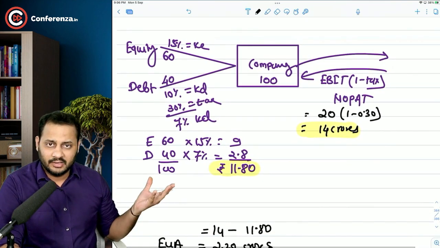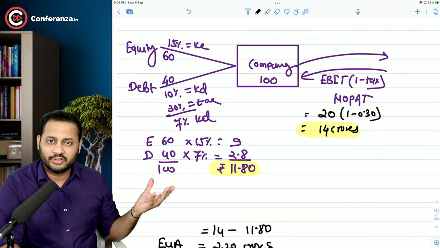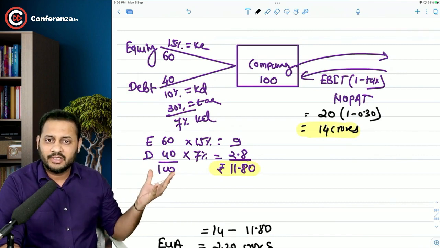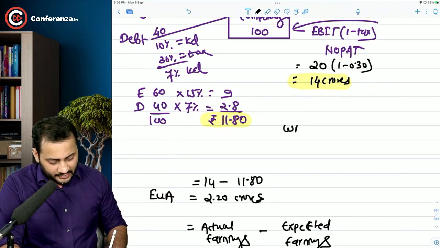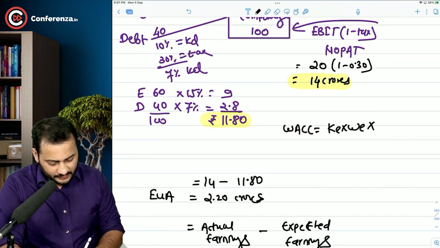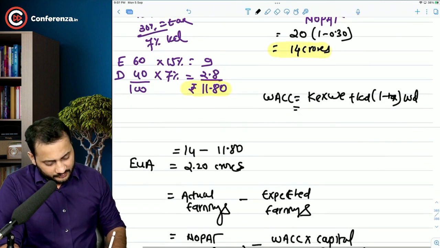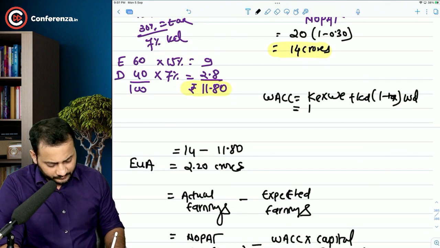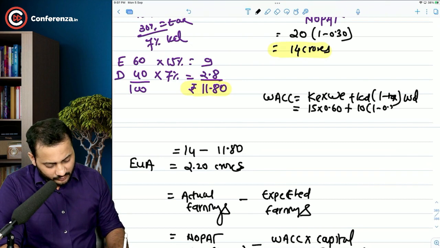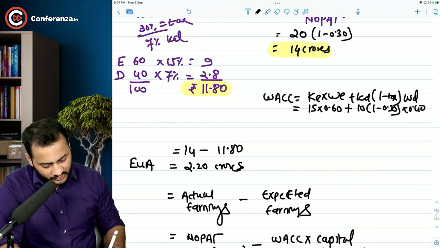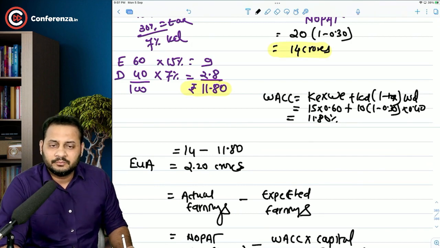Can't I say that 11.80% is also the weighted average cost of capital? This is nothing but the weighted average cost of capital. If you try calculating WACC, it's cost of equity into weight of equity plus cost of debt after tax into weight of debt. So simply speaking, cost of equity was how much? 15% into 0.60 plus 10 (1 minus 0.30) into 0.40. It will come to 11.80%.